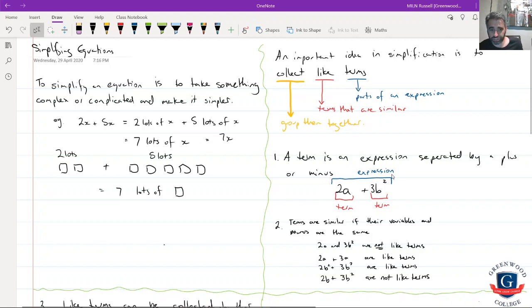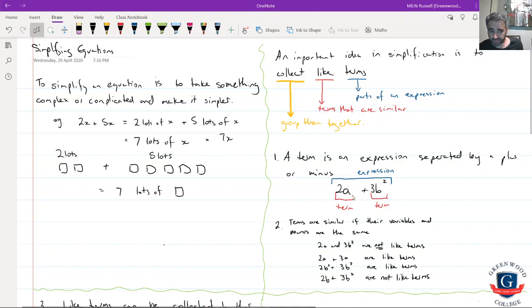Well, here's an expression. The expression is 2a plus 3b squared. Here's a term, 2a, and here's another term, 3b squared, and here's a plus in the middle. That's what separates the terms. This whole part here is an expression. The individual parts are called terms. And in fact, we can break up a term further.